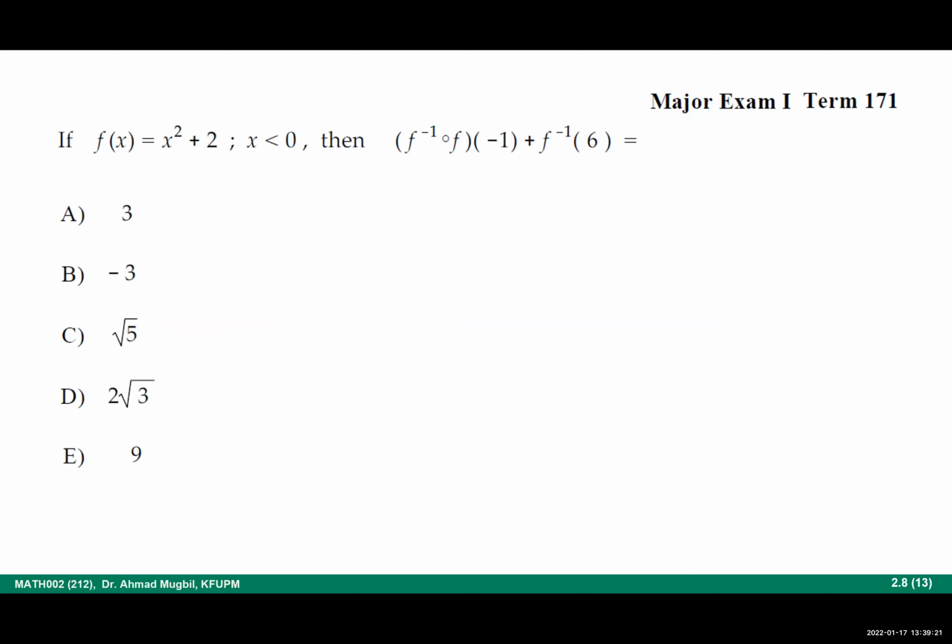I think you can solve this old exam question also by using the inverse function property and by the definition of the inverse. Please try to solve this old exam question. He gave you the function. He gave you a condition here, x less than 0, to be 1 to 1. Without this condition it is not 1 to 1. Then he wants the composition of f inverse and f at -1 plus f inverse at 6. There is a trivial part here.